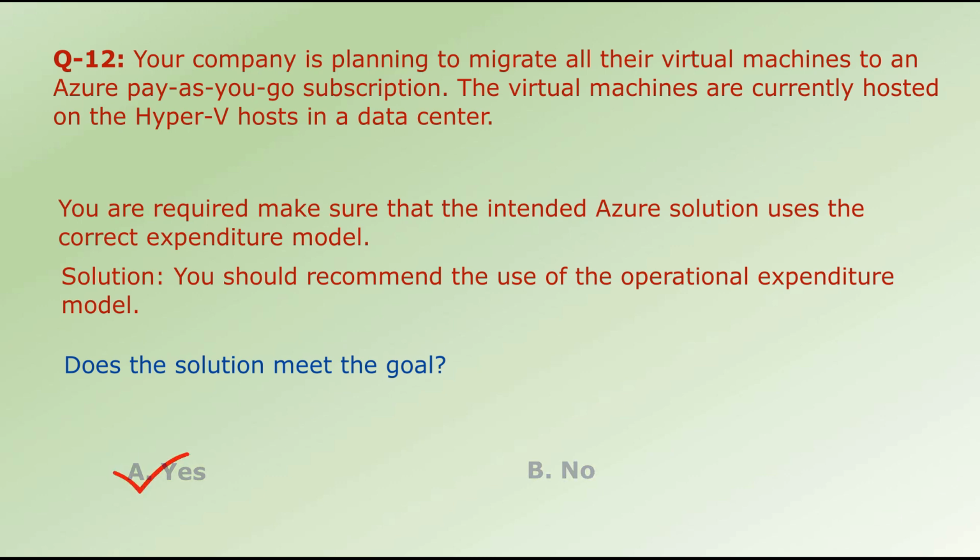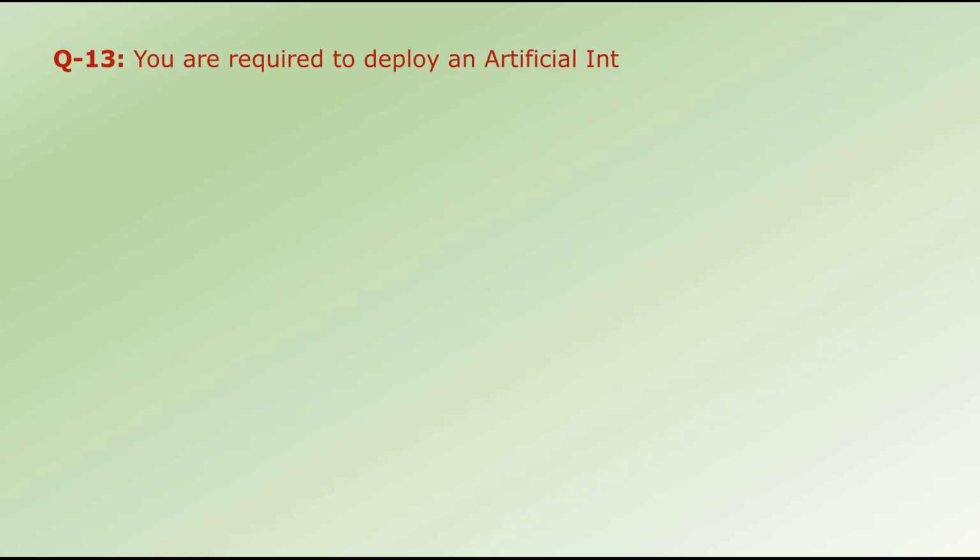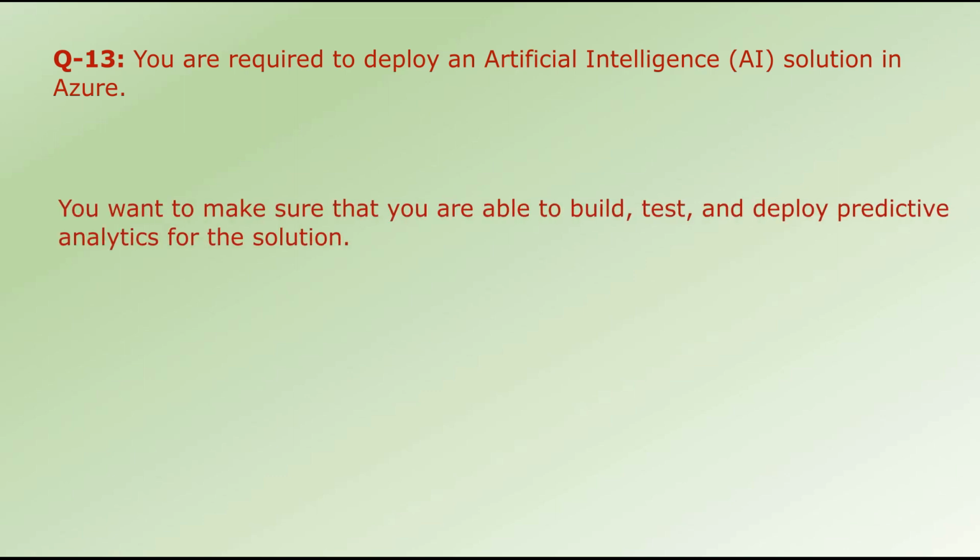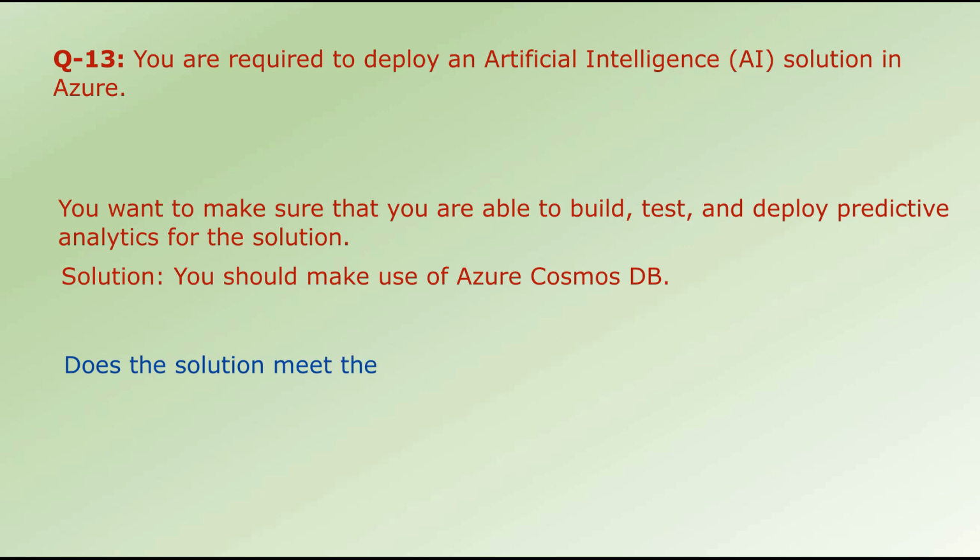Correct answer A. Question number 13. You are required to deploy an artificial intelligence AI solution in Azure. You want to make sure that you are able to build, test, and deploy predictive analytics for the solution. You should make use of Azure Cosmos DB. Does the solution meet the goal? A. Yes. B. No.